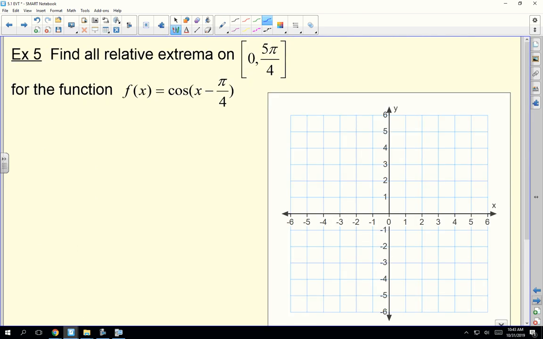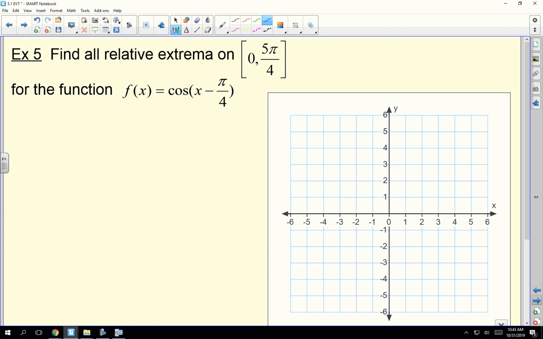All right. A couple more to do here, and then I'm going to have you try these 1 through 10 in the last 15 or 20 minutes of class. So find all relative extrema. So guys, on this one, what does this mean? Can we apply the EVT to this? Yes. So in this case, there will be an absolute max and an absolute min.